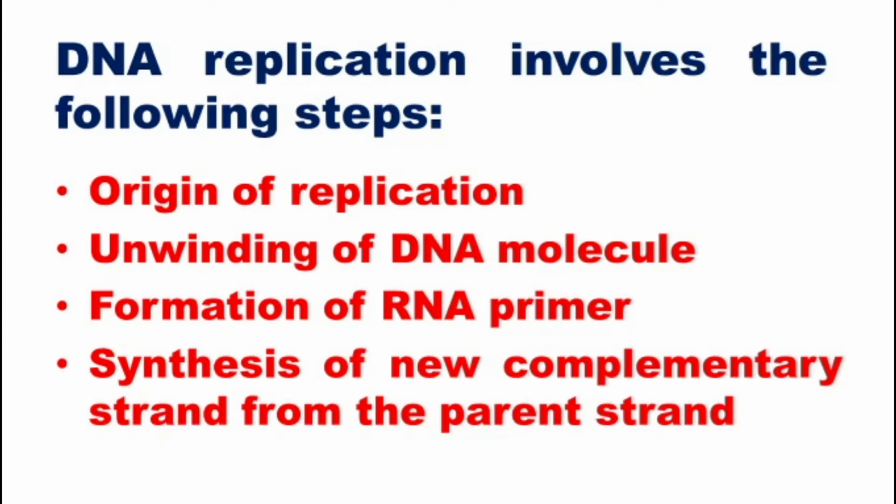DNA replication involves the following steps. First one is origin of replication. In this we are going to discuss the initiation process, the place where the replication will be initiated. Then the second one is unwinding of DNA molecule. As we studied, it is a double helix structure. It is coiled in nature. So after the unwinding process only, the two strands could be separated and each strand will act as the template.